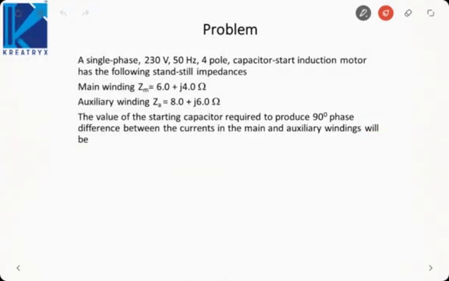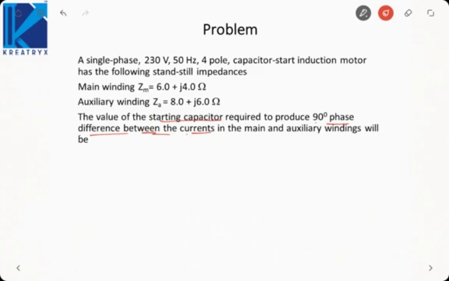It is saying a single phase 230 volt 50 Hz 4 pole capacitor start induction motor has the following standstill impedance: 6 plus j4 for the main winding and 8 plus j6 for the auxiliary winding. We need to find the starting capacitor required to produce a 90-degree phase difference between the currents in the main and auxiliary winding.